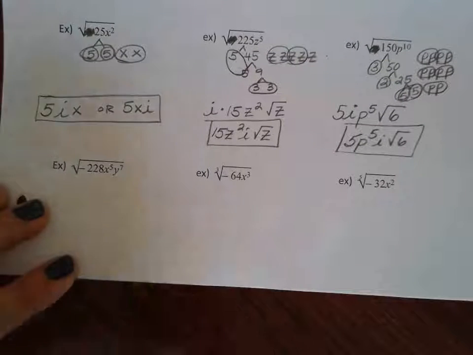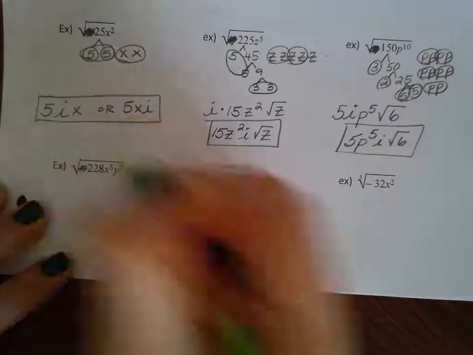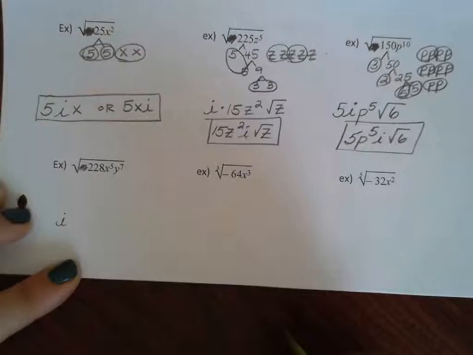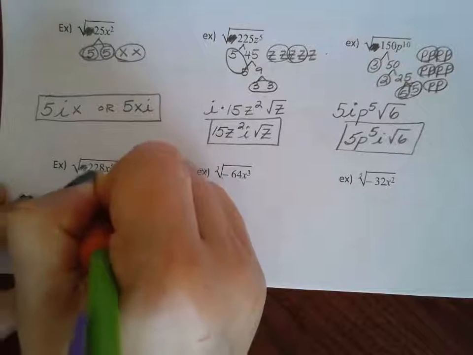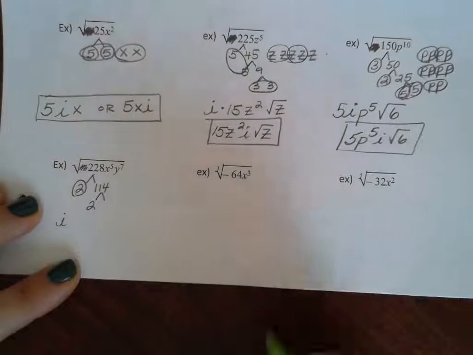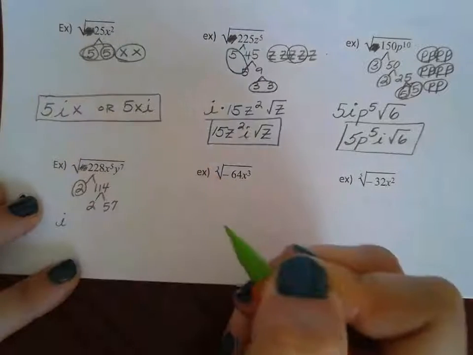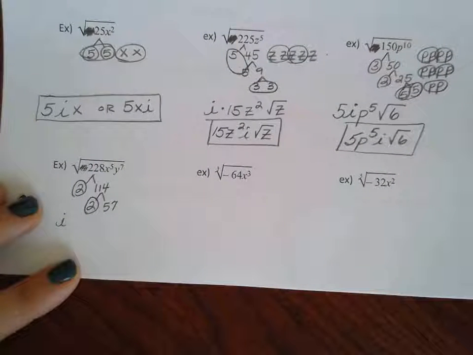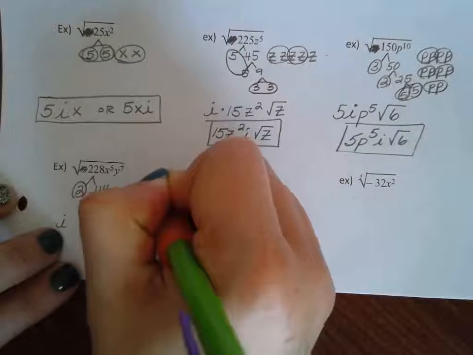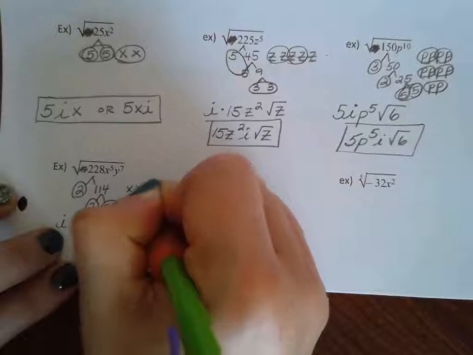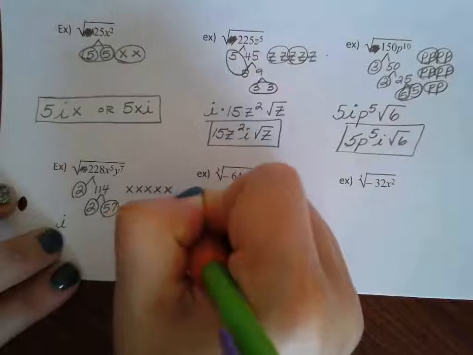Okay, let's try the next example. Square root of a negative number. So you're going to have a little i in your answer. 228 is 2 and 114. And then we can do 2 and 57. And I think that's as far as we can go with that one. I believe 57 is prime. Okay, so that's it with that one. And then you're going to have 1, 2, 3, 4, 5 x's. 1, 2, 3, 4, 5, 6, 7 y's.